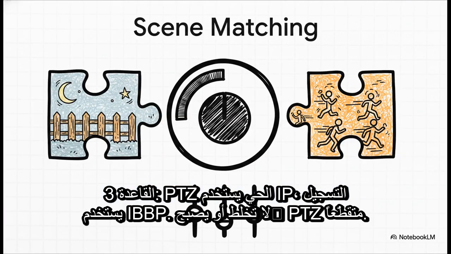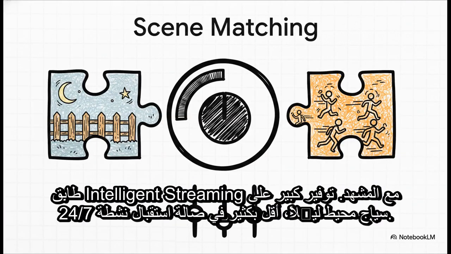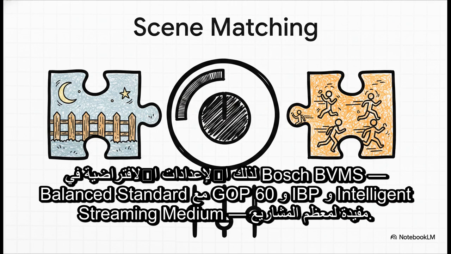Furthermore, remember, you have to match your intelligent streaming profiles directly to the scene. Intelligent streaming thrives on periodic activity. It's going to yield massive data savings on something like a quiet perimeter fence at night. But you'll see much lower savings in a busy 24/7 active lobby. This is exactly why using carefully tuned vendor defaults, like Bosch BVMS's balanced standard profile, which runs GOP 60, IBP, and medium intelligent streaming, is incredibly useful for most projects.